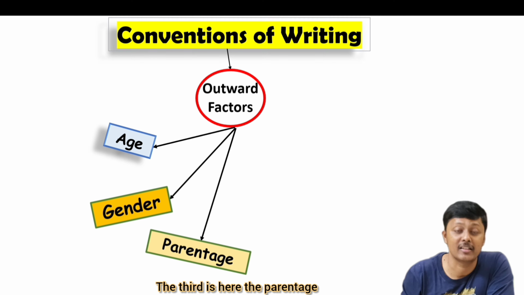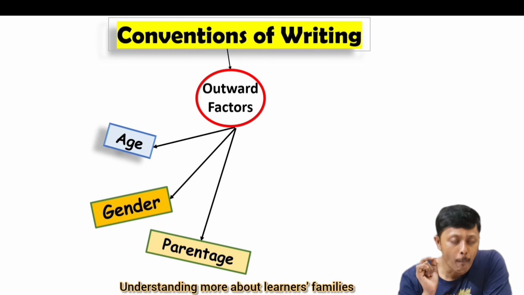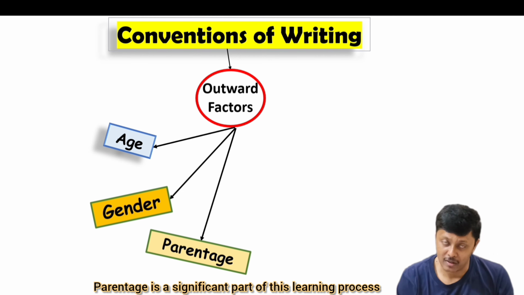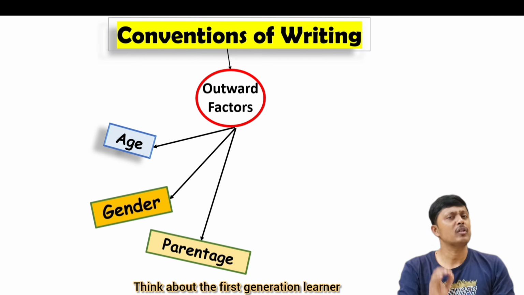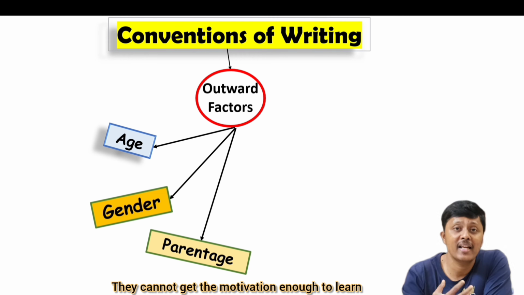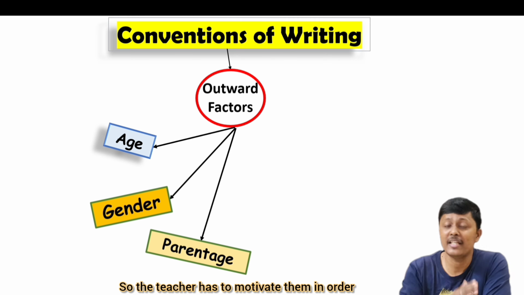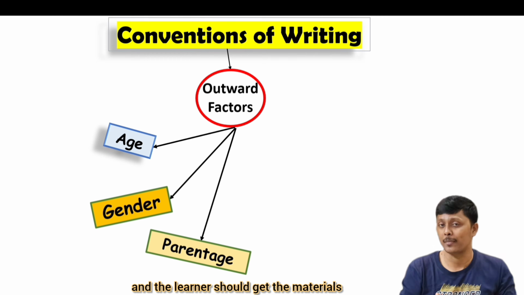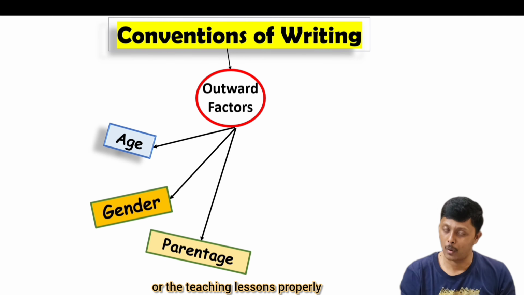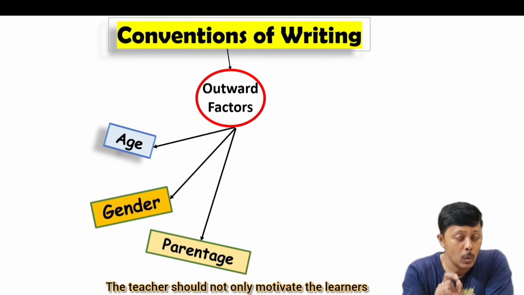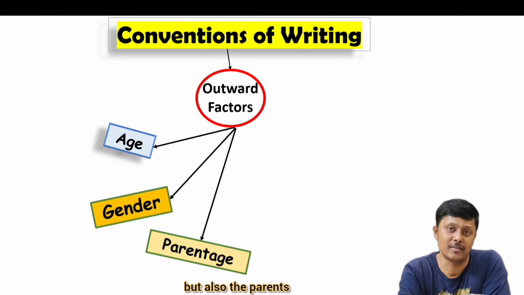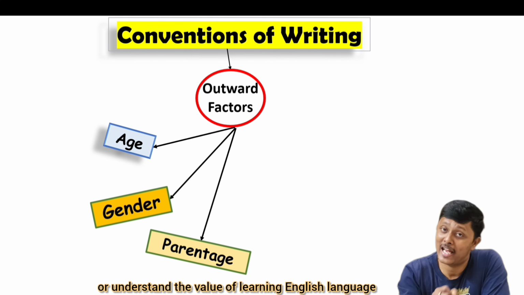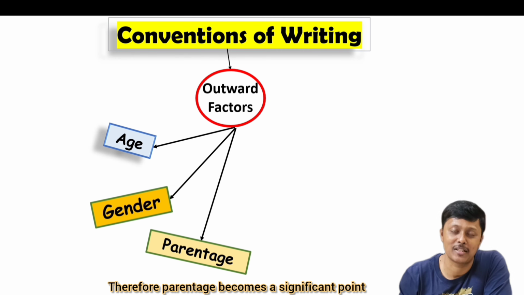The third is here the parentage. Understanding more about learners' families and parentage is a significant part of this learning process. Think about the first generation learner. They cannot get enough motivation to learn. So the teacher has to motivate them in order to teach them in a better way, and the learner should get the materials or the teaching lessons properly. The teacher should not only motivate the learners but also the parents, so that they understand the value of learning the English language. Therefore, parentage becomes a significant point.